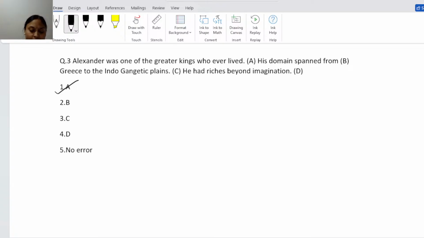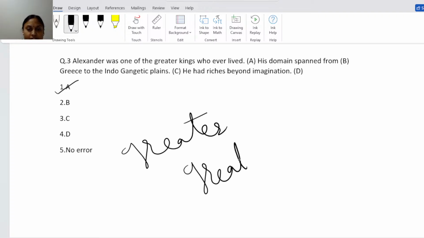Greatest here, greater is given. Greater is given. So here, since he is a legendary person, that's why greatest is supposed to be used. So the option will be A.